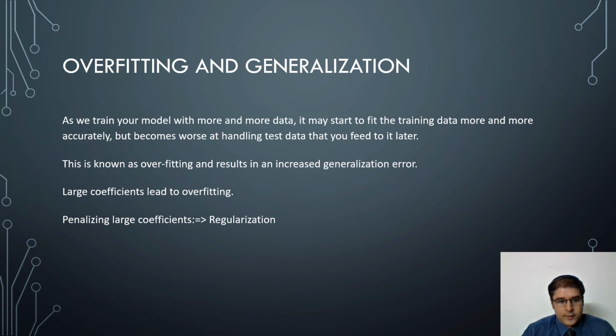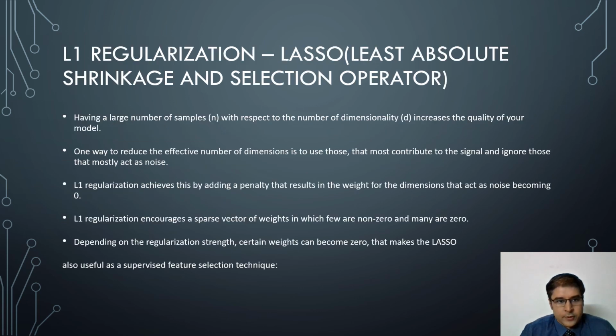Large coefficients lead to overfitting. So as discussed, we should use learning rate appropriately, and a large learning rate can lead to overfitting. Penalizing large coefficients implies regularization, which we will discuss in coming slides. The first type of regularization is L1 regularization or LASSO, least absolute shrinkage and selection operator.